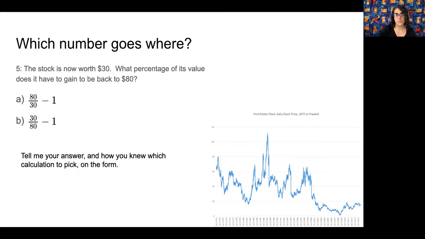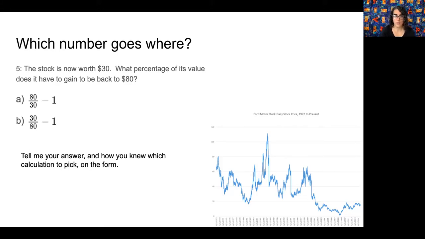The second part of this problem says, okay, stock's worth $30. How much does it have to go up by to get back up to $80? So again, is that 80 over 30 minus 1 or 30 over 80 minus 1? Tell me your answer and how you knew which calculation to pick on the form.